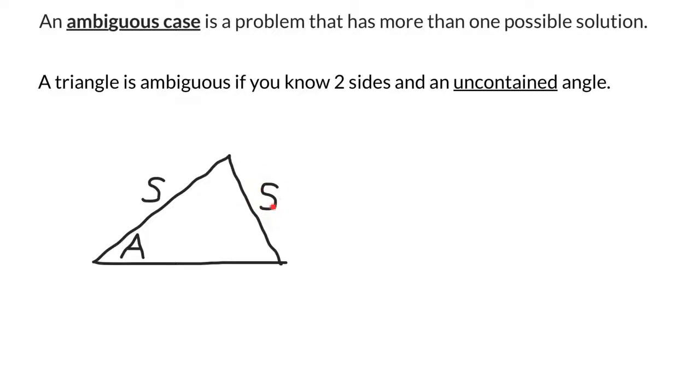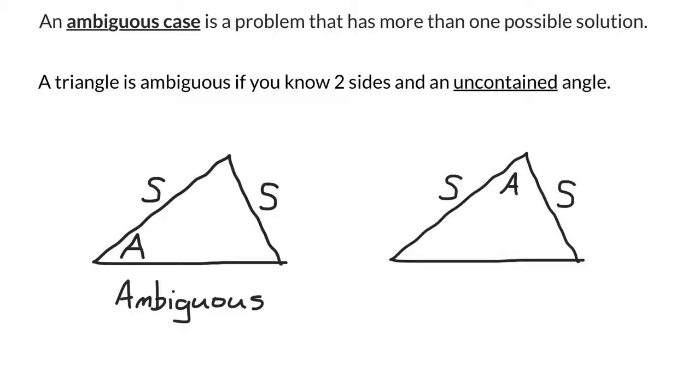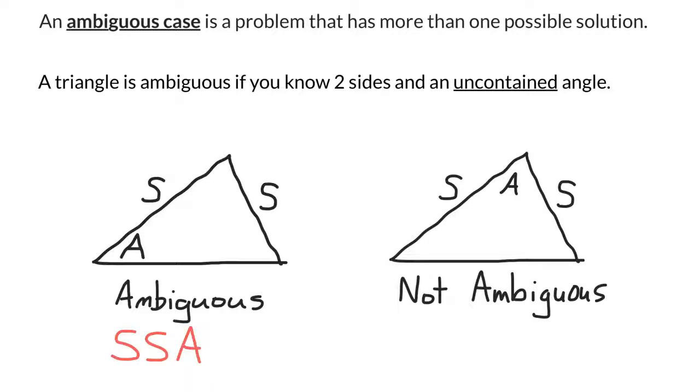I know two sides and the angle that's not contained between the two sides. So this triangle is ambiguous. This triangle, however, I know two sides and the angle that's contained between them. So it's not ambiguous. To know if a triangle is ambiguous, you just need to remember SSA, a side, and the angle outside. A triangle that's not ambiguous will have side, angle, side, or SAS.